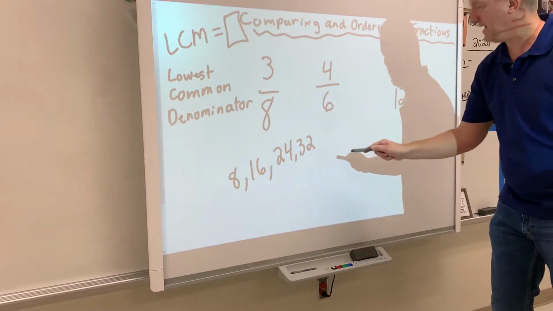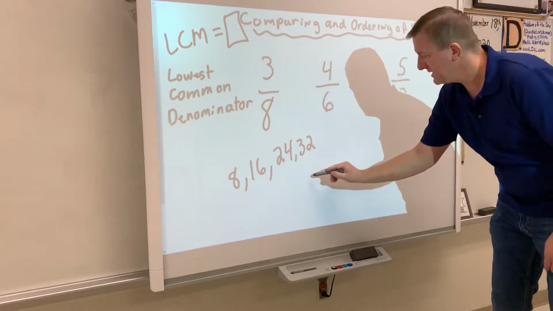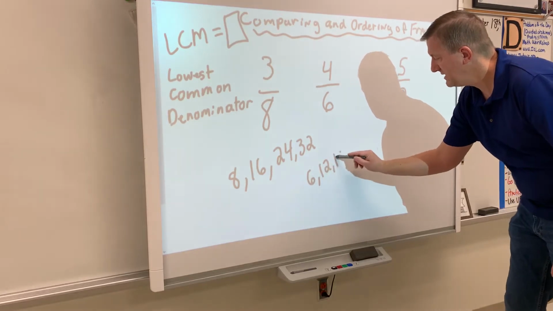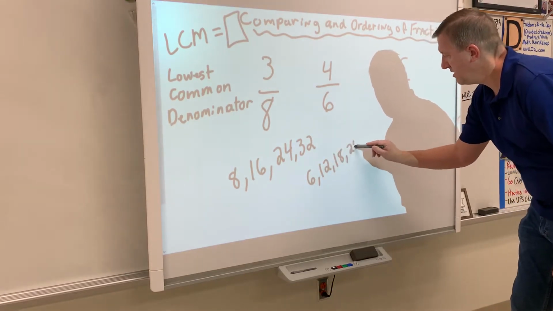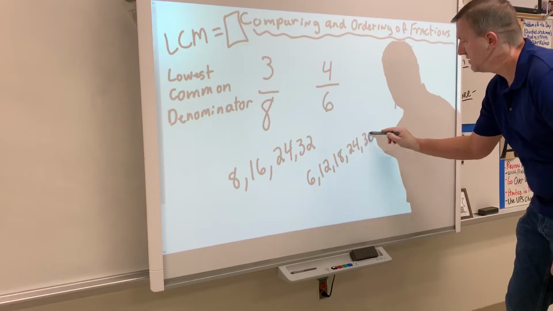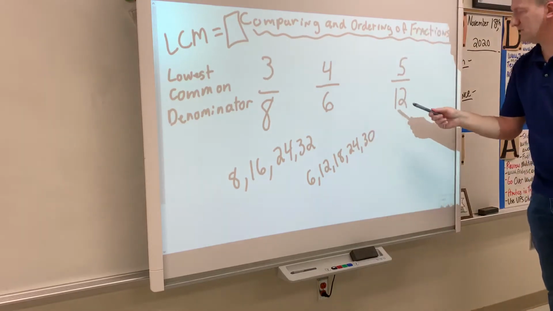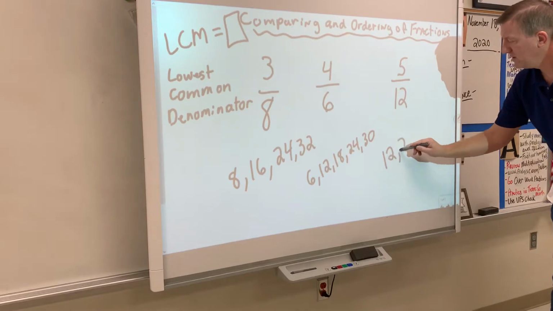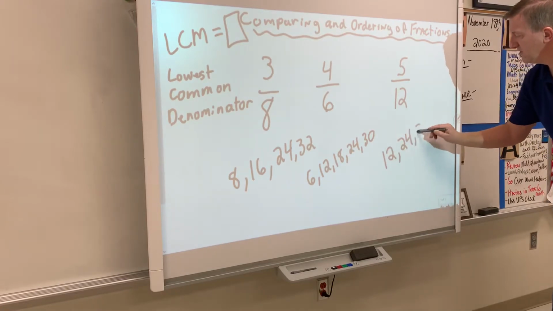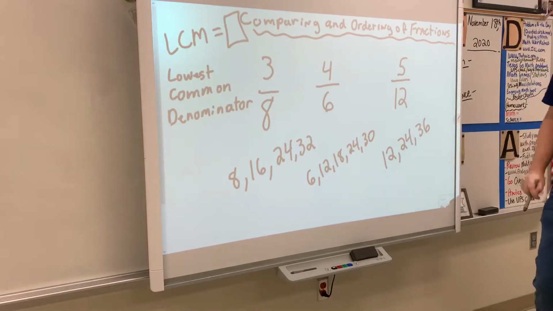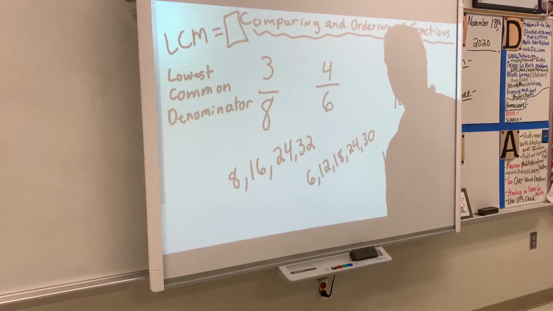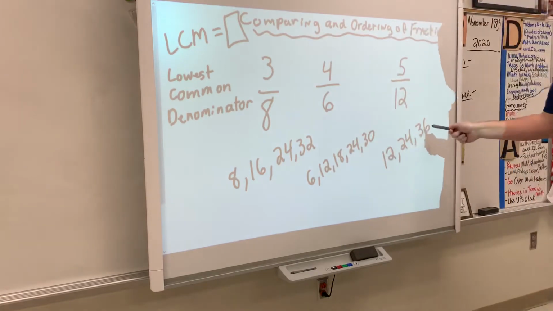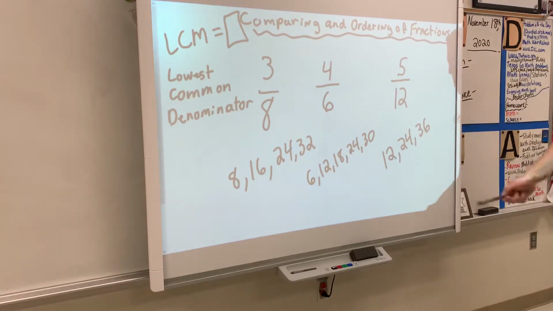Now I'm gonna skip count by 6: 6, 12, 18, 24, 30. Now I'm gonna skip count by 12: 12, 24, 36. I should find a lowest common denominator, so I want to find the lowest common denominator.